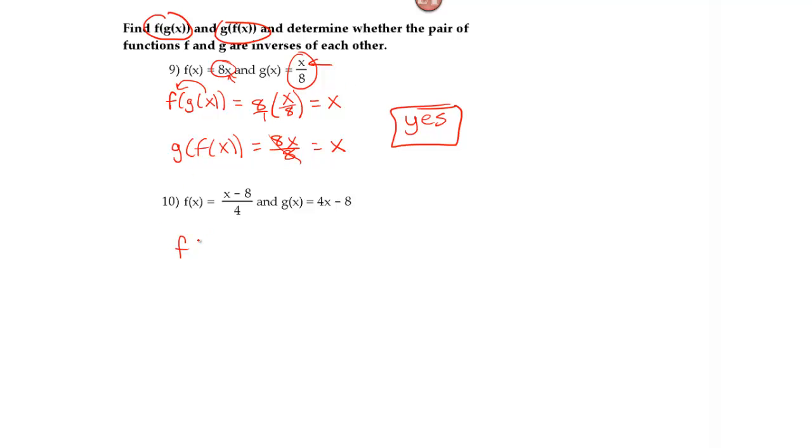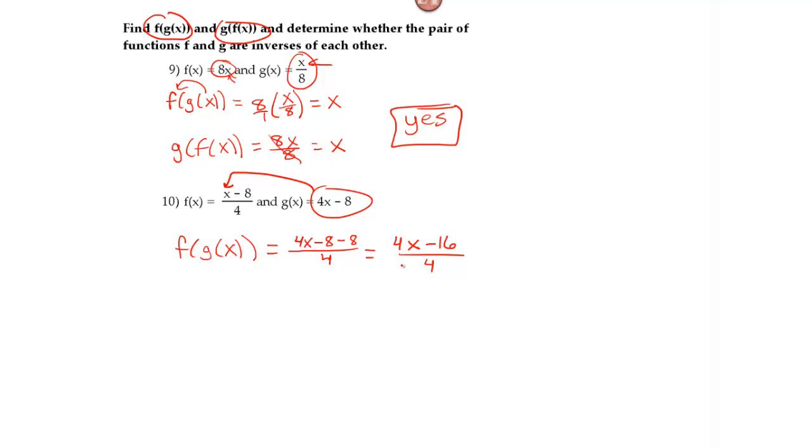So on this next one, we'll get to see what happens when they're not inverses. We do f of g of x, so take 4x minus 8, put it where this x is. So, like so, and then simplify on top. -8 plus -8 is -16. Pay attention to those signs, they're important.